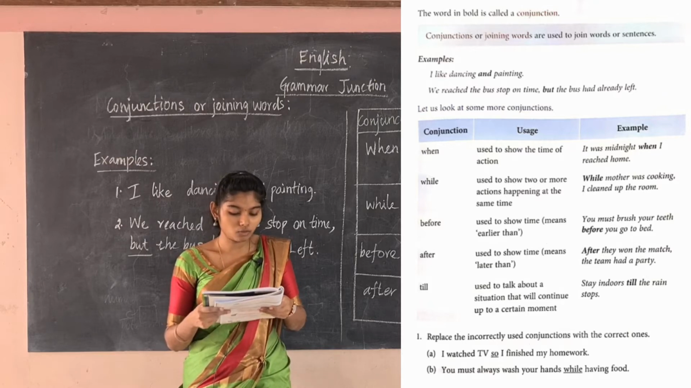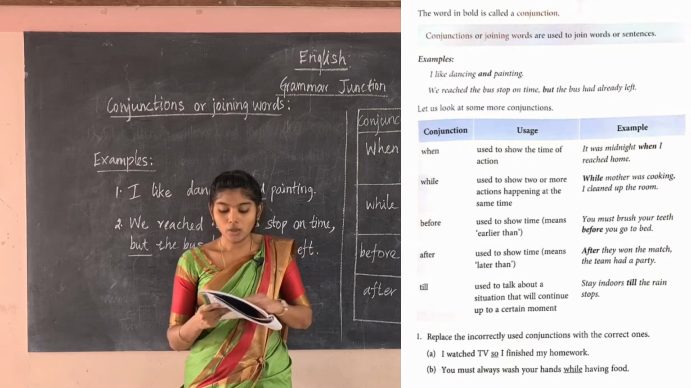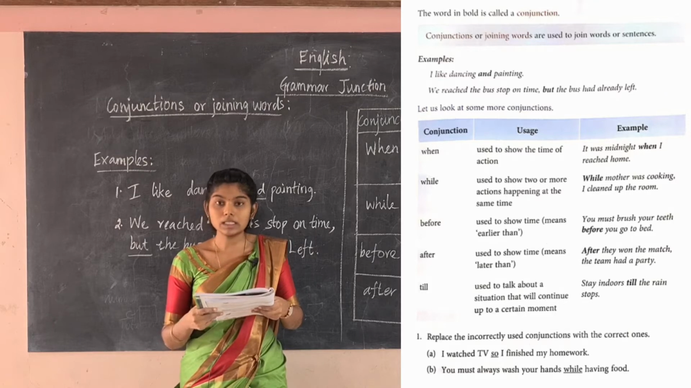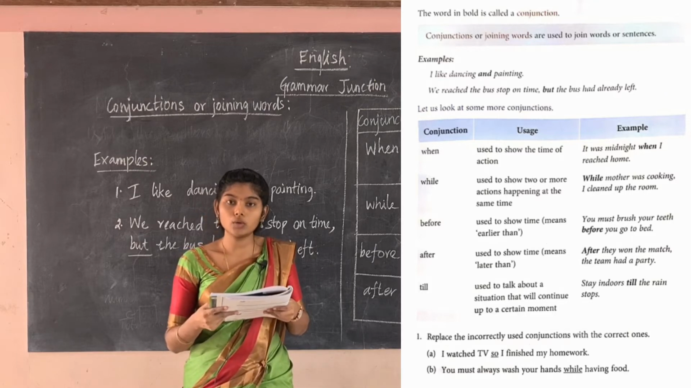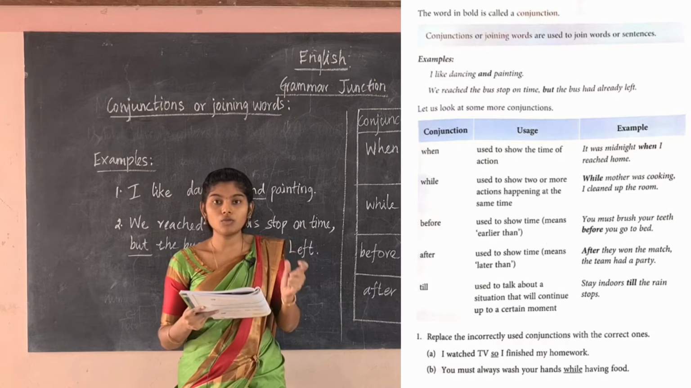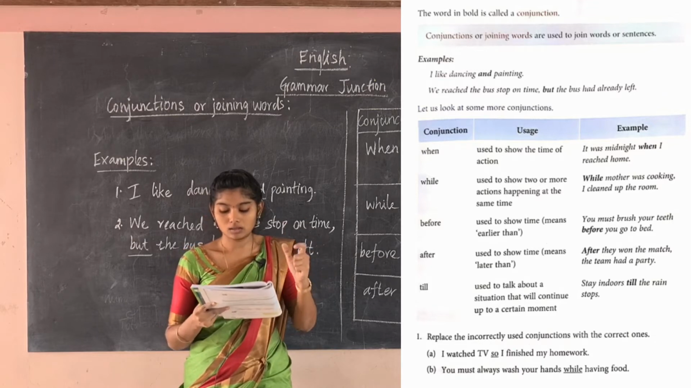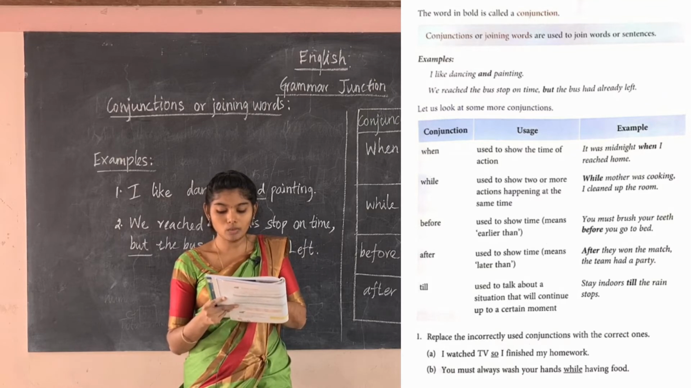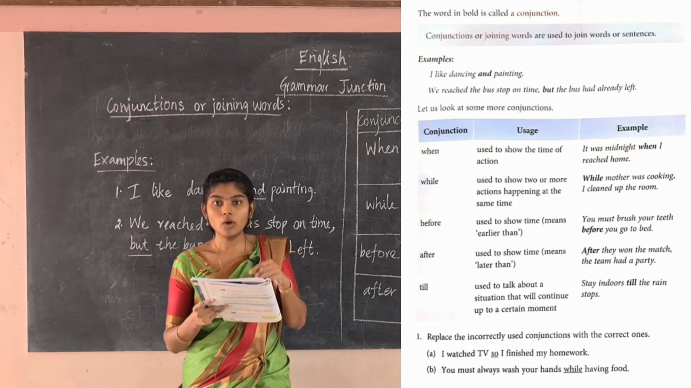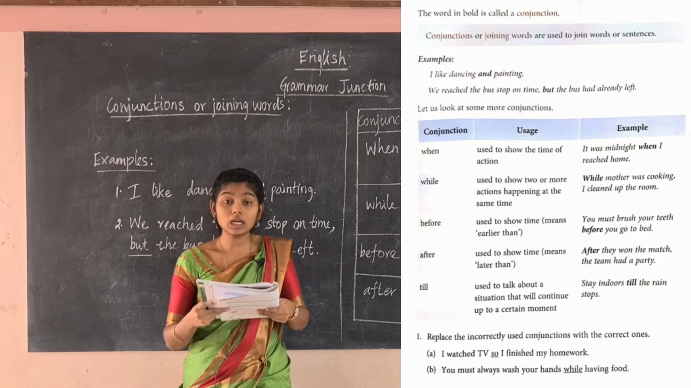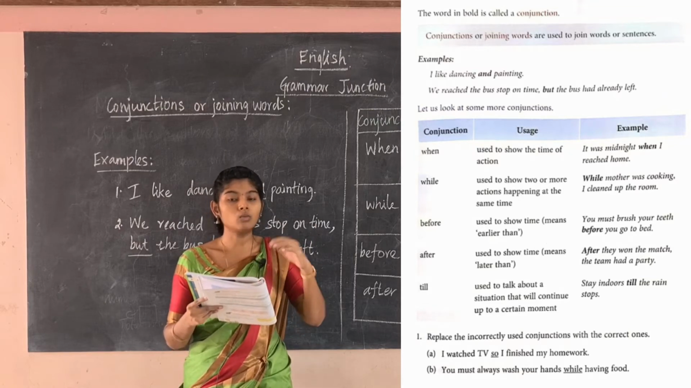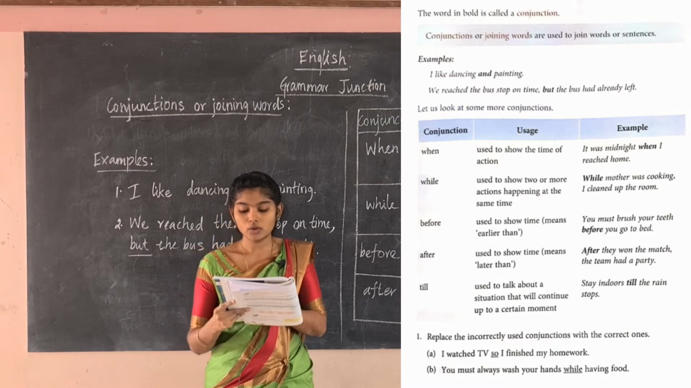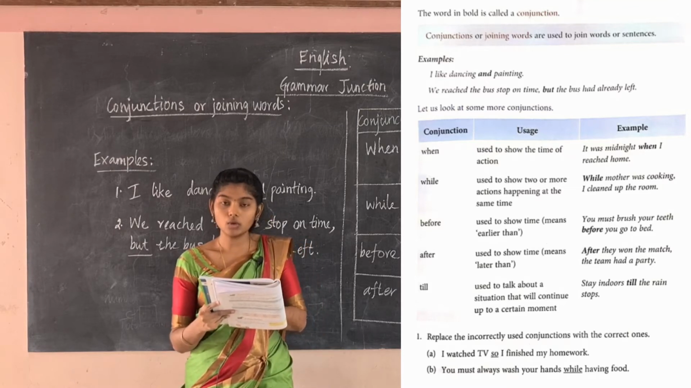And the next one, for before, we are going to see one example. You must brush your teeth before you go to bed. So here before means "pogirathukku munnadi". So you must brush your teeth before you go to bed. Before means earlier than. So you do it before that, and the word used here to say this is before. So you must brush your teeth before you go to bed.